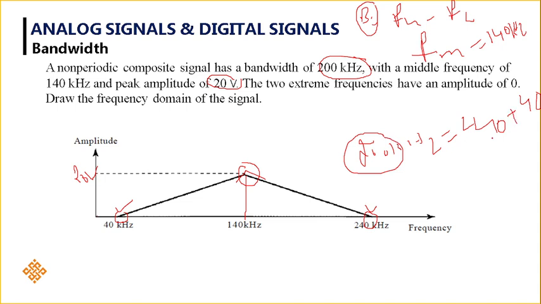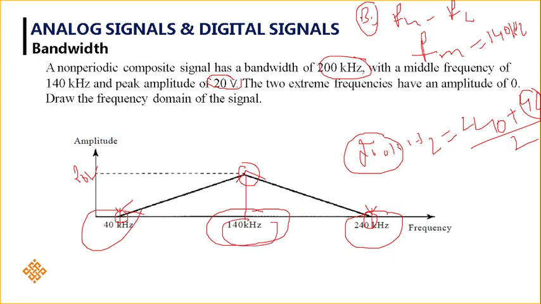And if you add them and divide by 2, you get 280 by 2, which is 140, which is your middle frequency. Then easily you can draw the spectrum. So now the lowest frequency is 40 kilohertz, and the highest frequency is 240 kilohertz, which has an amplitude of 0. They have only given that, so I am representing it at 0 volts. And the middle frequency is 140. As they told, 20 volts is the peak amplitude for this. So I am drawing the spectrum like this. These are all the signals which are inside. So this is how you can find the lowest frequency and highest frequency, and draw the spectrum.